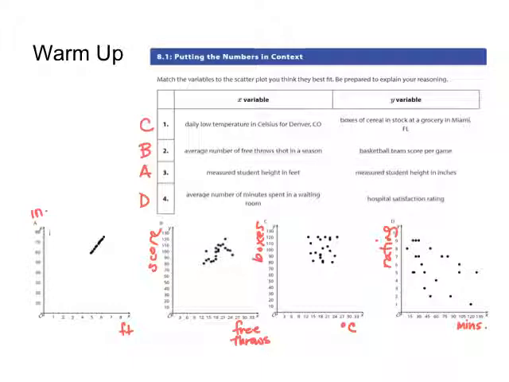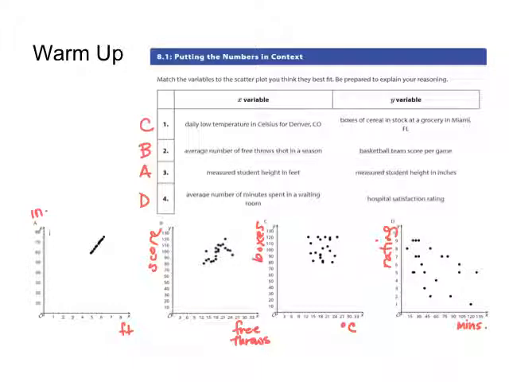The B graph is the second one, and we have on the x-axis the average number of free throws, and on the y-axis the basketball team score per game. You would think more free throws gives you a higher score, but it's not necessarily a direct linear correlation.